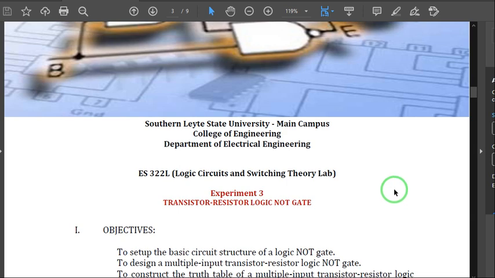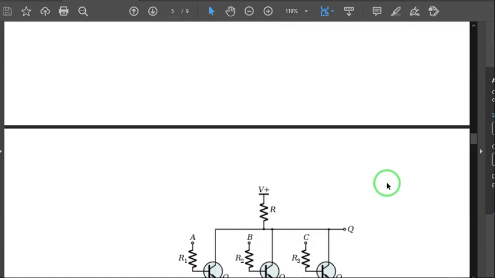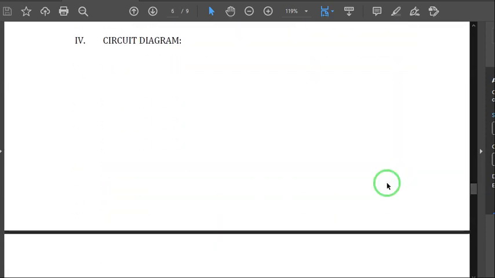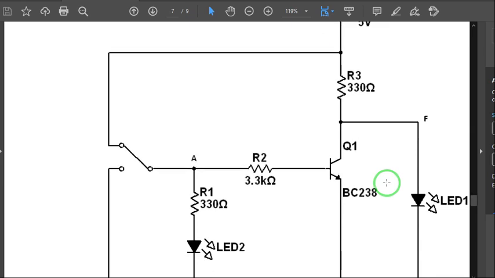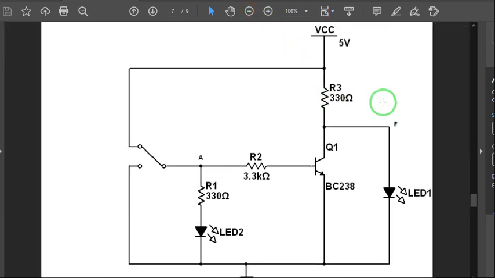Now let's go directly to our circuit, because this experiment will already be uploaded in your virtual classroom. So for our circuit diagram, we have here a transistor and two resistors. Okay, so we can remove this part of the circuit here for our simulation, because this is just for an indicator, and we can also replace this one with a voltmeter for our output. We can also replace this with a voltmeter here.